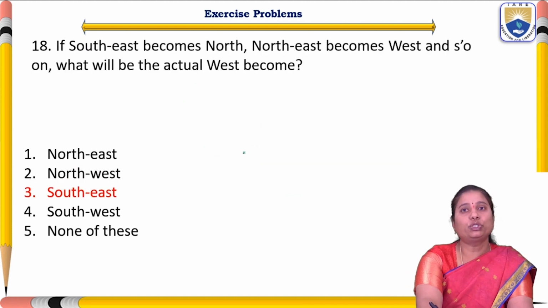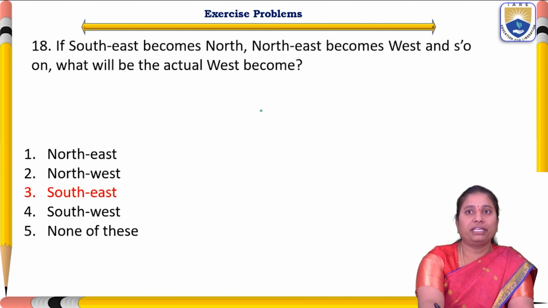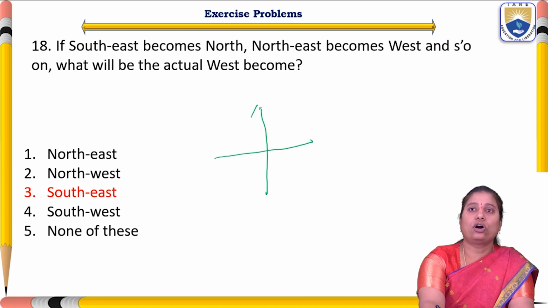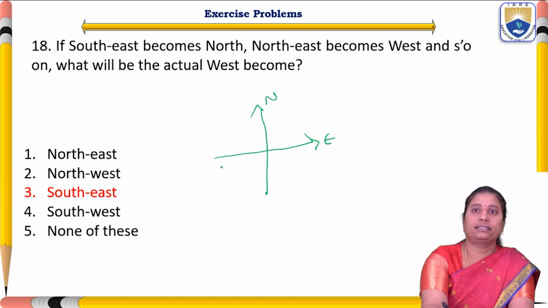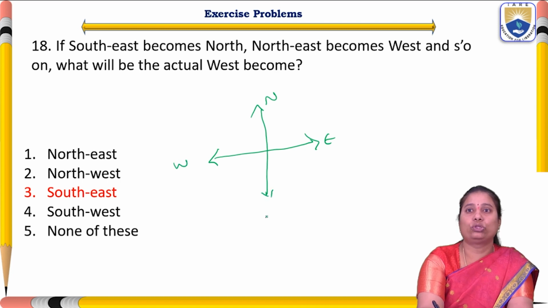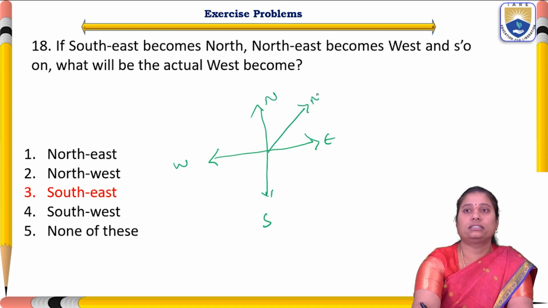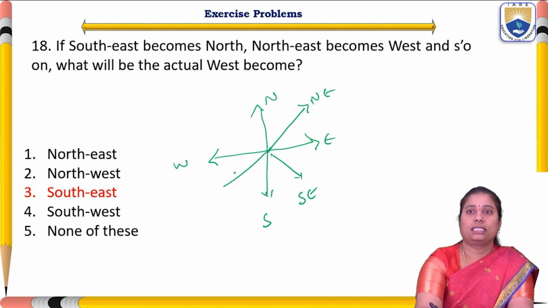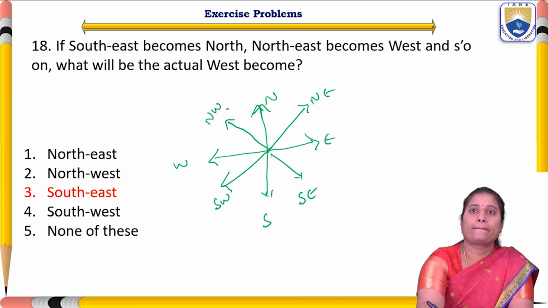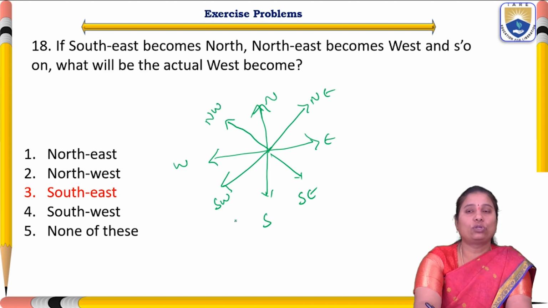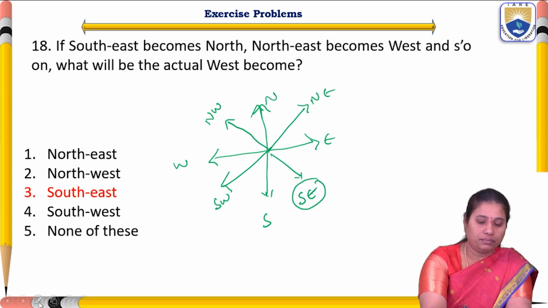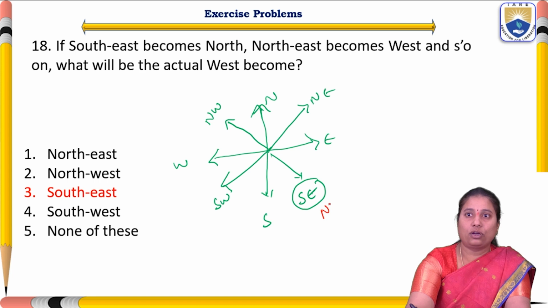Then similar to this one, the pattern of that question might differ. So north, east, west, south. This is northeast. This is the southeast. This is the southwest, and this is the northwest. Now, if southeast becomes north, that is, southeast will become north.